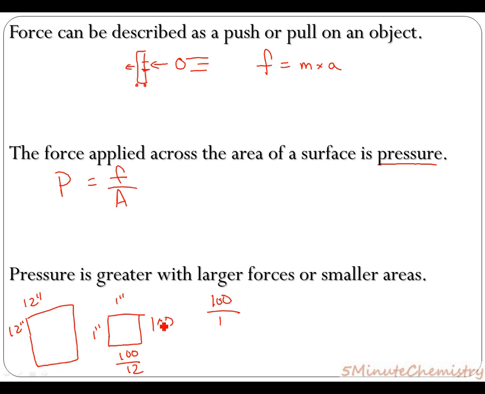Now, on the other end, if I had my 1 inch by 1 inch square still, instead of a force of 100, if I did a force of 500, so an increased force, then my pressure would be 500 over that 1 square inch. So a larger force results in a larger pressure, so higher energy collisions as it pertains to us.